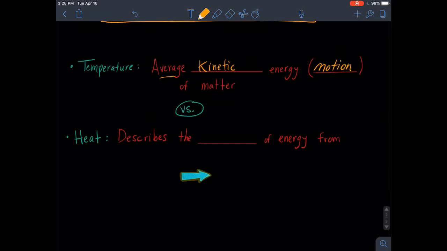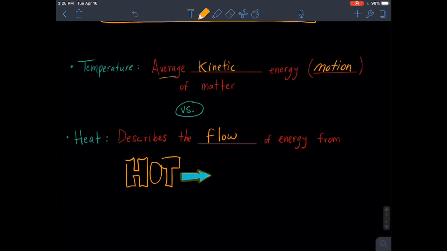Heat is different. Heat actually describes the flow of energy. And it flows from hot to cold. So if there's something that feels cold, it's actually because when your hand touches it, that cold thing is pulling heat from you, and since the heat is leaving your hand, it feels cold. That's what happens when you touch metal. If you touch the metal leg of your chair, that's exactly what you're feeling and why it feels cold.